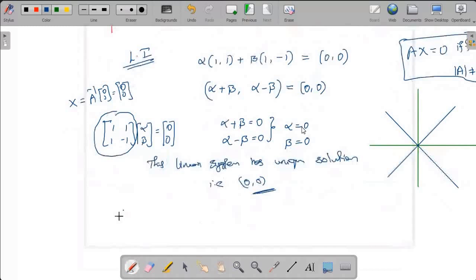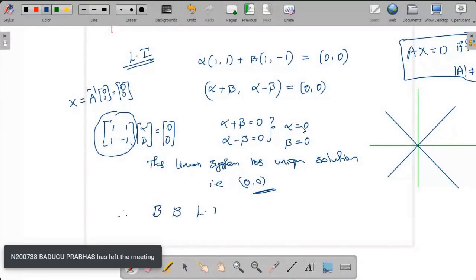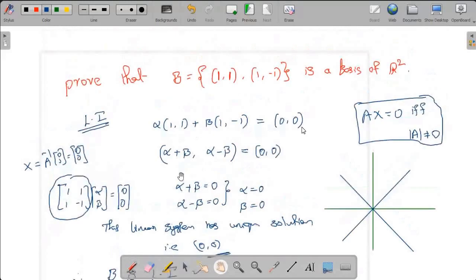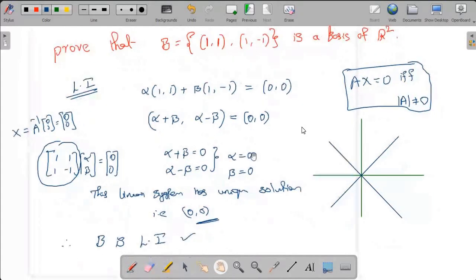Therefore, what is the conclusion? B is linearly independent. So we are done with one condition, independence. And to prove it is a basis, it is enough to prove that it spans the entire R2. What does spanning mean, sir? In a vector space, if you take any vector and you can write it as a linear combination of these, we say it spans.